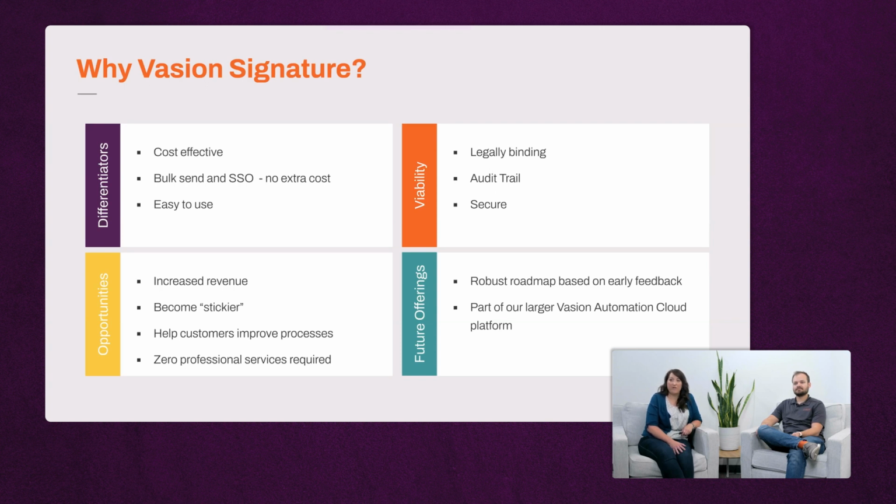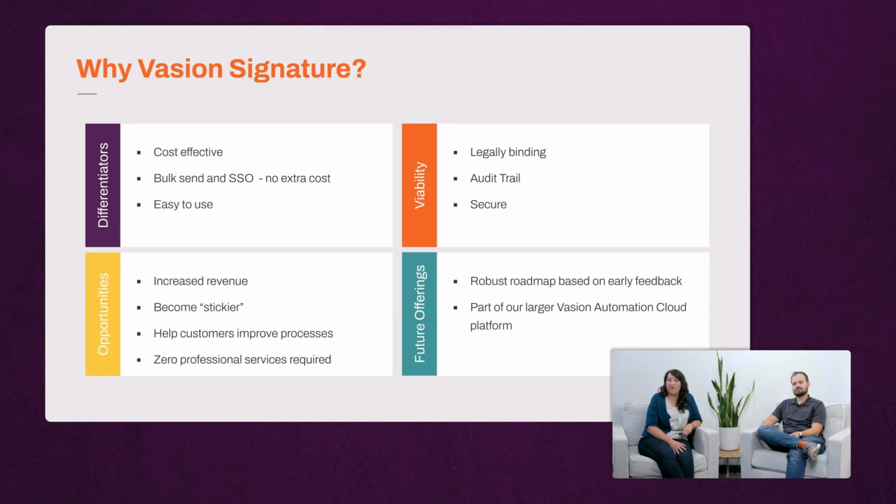I also want to talk about our future opportunities. Vasion Signature has a very strong future, and you can be part of that by providing feedback to the application and sending requests for new features. We already have been in preview and have been working with some early adopter customers and have been able to generate a pretty robust roadmap for the future of the signature application.